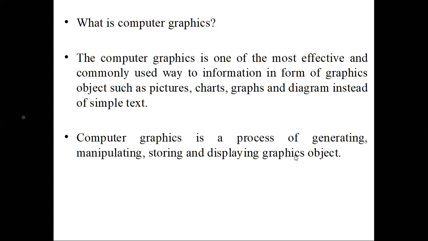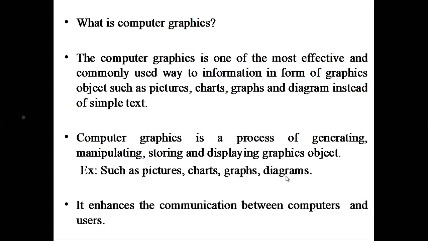So computer graphics is a process of generating, manipulating, storing, and then displaying the graphics objects. So you are going to generate the objects with the help of computer, you are going to manipulate or edit it, you will store it, and then finally you will display those graphics objects. So the objects are like pictures, charts, graphs, and diagrams. We can say that computer graphics enhances the communication between the computer and users.